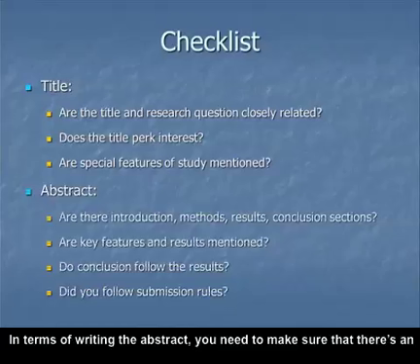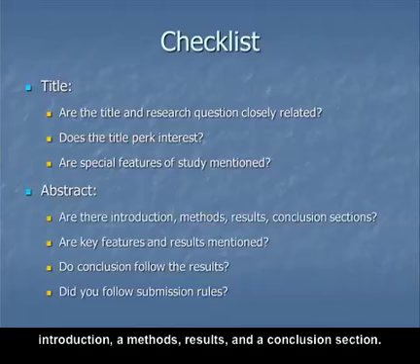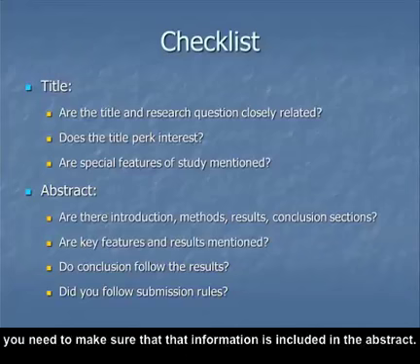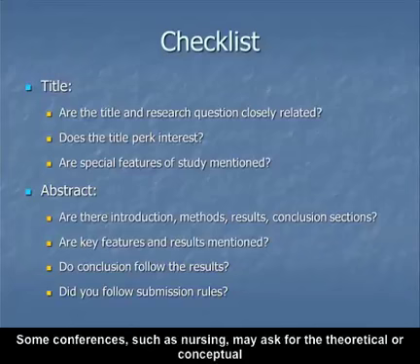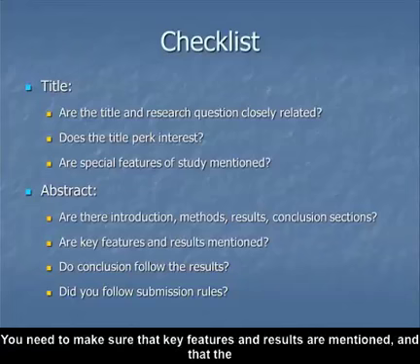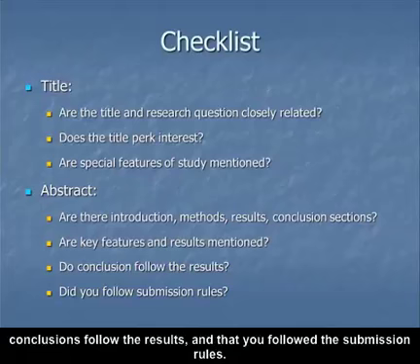In terms of writing the abstract, you need to make sure that there's an introduction, methods, results, and a conclusion section. Also, if there are other headers or parts that need to go into the abstract, you need to make sure that information is included. Some conferences, such as nursing, may ask for the theoretical or conceptual framework, and you need to describe it in that section. You need to make sure that key features and results are mentioned, that the conclusions follow the results, and that you follow the submission rules.